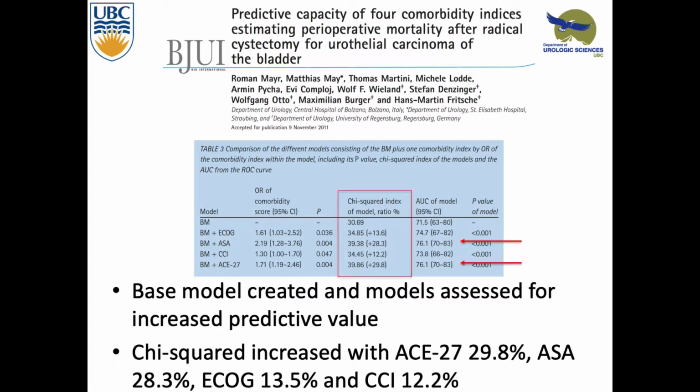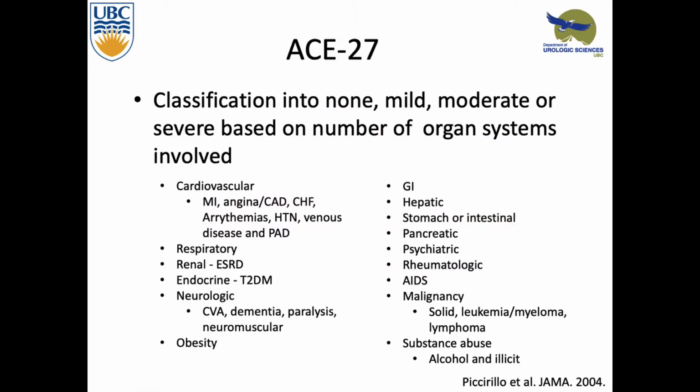ACE27 improved the base model by 29.8%, it was better predictive, and ASA 28.3%. So they're pretty equivalent. ECOG and Charlson Comorbidity Index are actually pretty poor at predicting, and we'll look at the Charlson Comorbidity Index later. It's been compared to other studies, but there's a lot of variables in it. I'm not sure if everyone's familiar with ACE27. I wasn't, so I thought I'd show you guys.